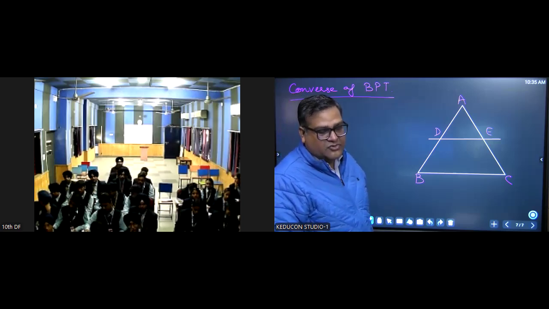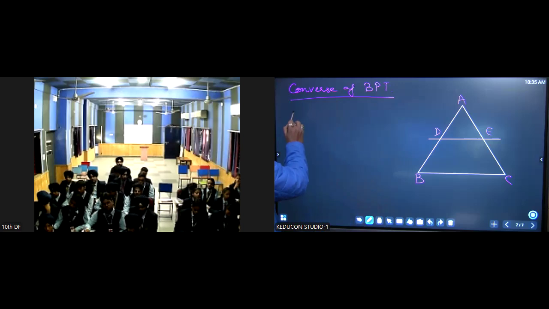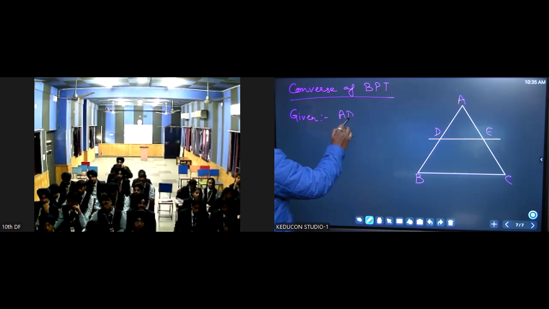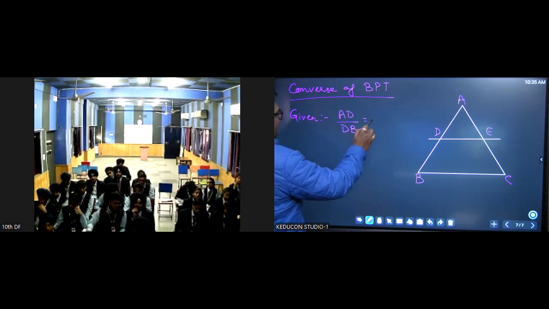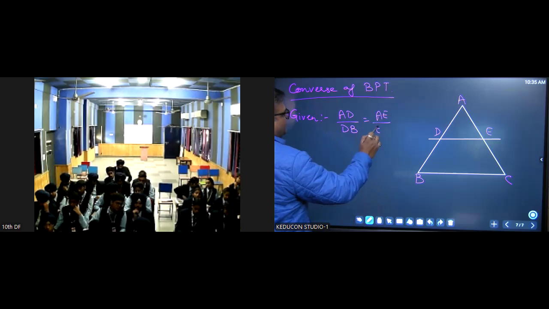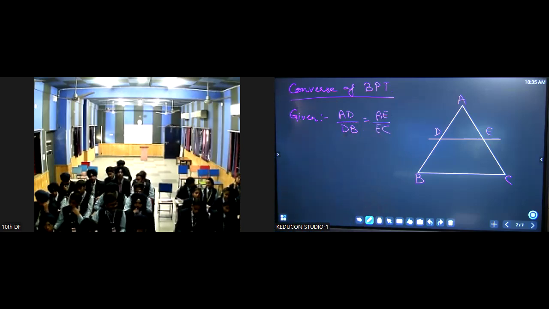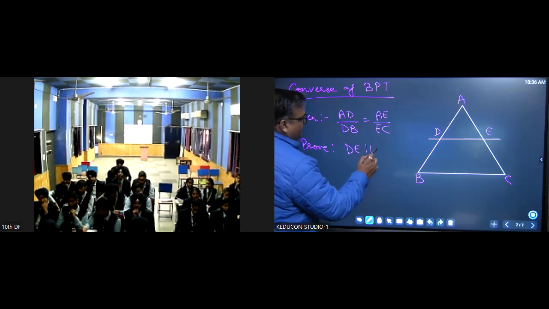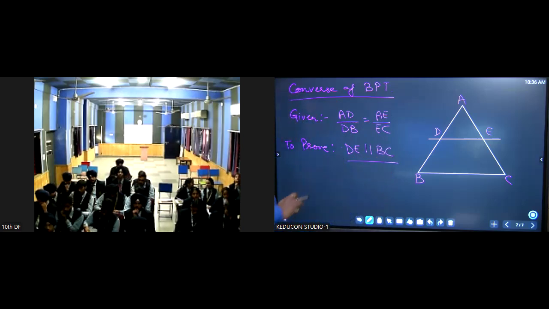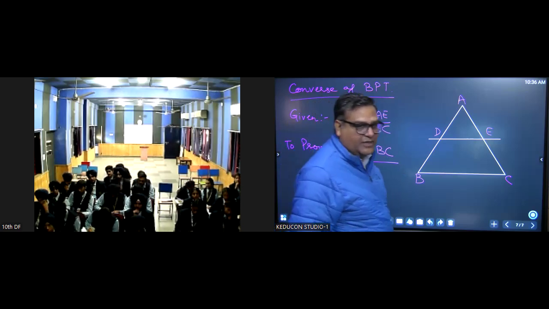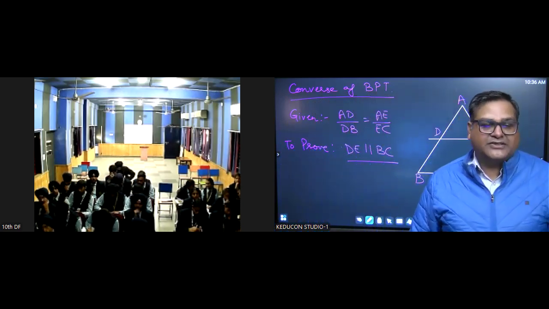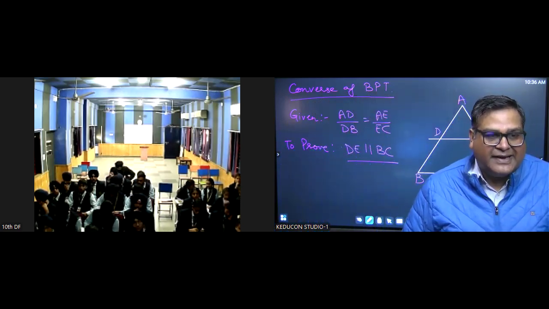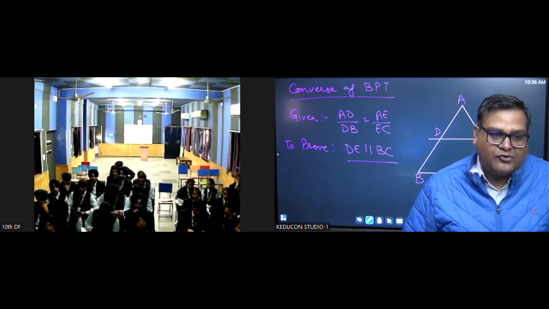Please stop talking. Now what is given here? AD upon DB is equal to AE upon EC, this thing is given. What you have to prove? DE is parallel to BC. Earlier this thing was given. Now the ratio of the other two sides is equal, and we have to prove it is parallel. How to do this?